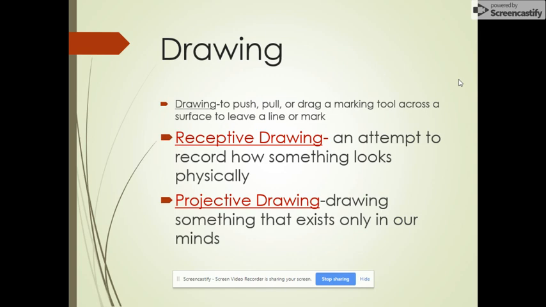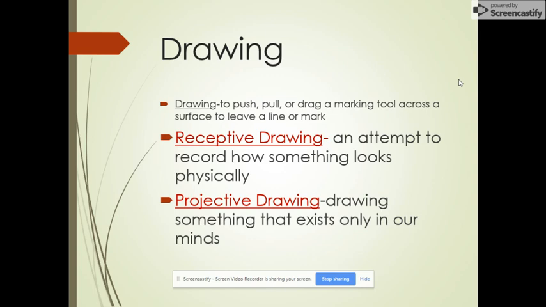But drawing itself as a medium is the same thing. It's making a mark with a tool across a surface. It doesn't have to be a pencil. It doesn't have to be paper. It can be right down to a muddy rock across pavement. So making a mark, pushing, pulling, or dragging a tool across a surface, leaving a line or a mark, is what we call drawing. Now, the two terms I want you to know the difference between are receptive and projective drawing.